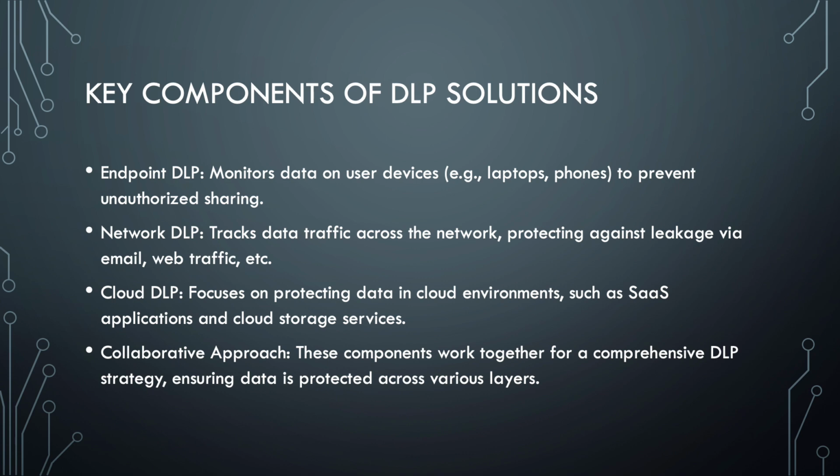There are three primary components of DLP solutions: network DLP, cloud DLP, and endpoint DLP. Endpoint DLP secures data on devices like laptops and phones. Network DLP monitors data as it moves through the organization's networks, while cloud DLP protects data stored in or shared via cloud services. Together, these components provide a layered defense, ensuring sensitive data is safe wherever it's located.